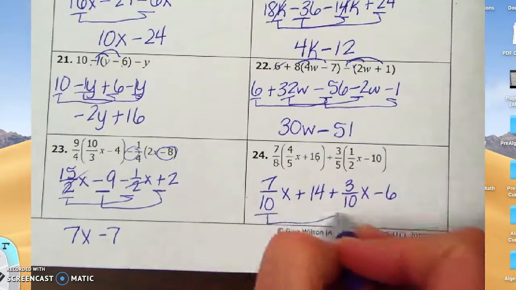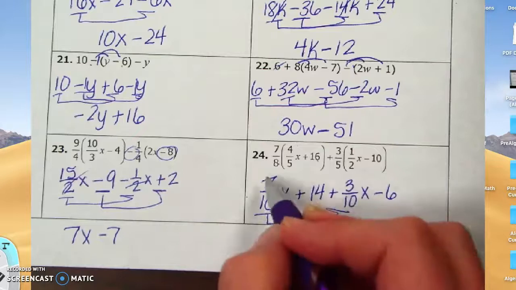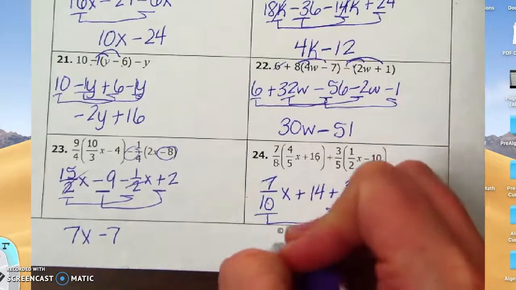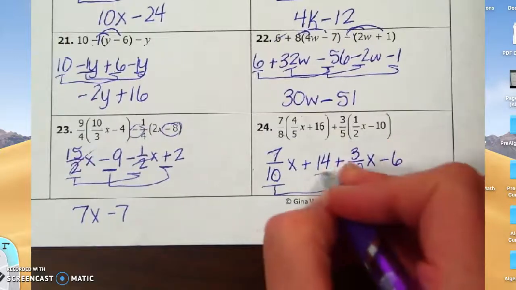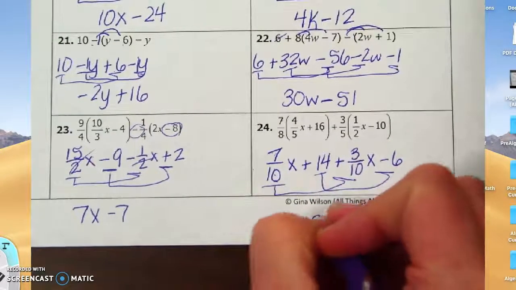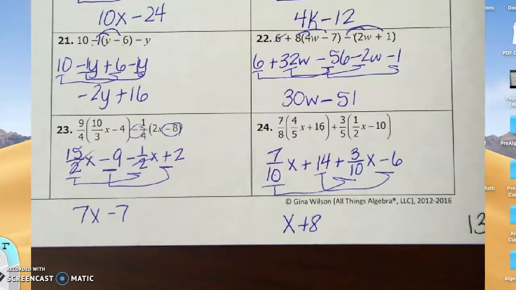Again, combining your like terms, 7/10 plus 3/10 gives us 1, so we can just put an x. We don't need to put the 1 in front of it. 14 minus 6 gives us plus 8. So x plus 8 is your answer for 24. Sorry, this one's kind of fuzzy.